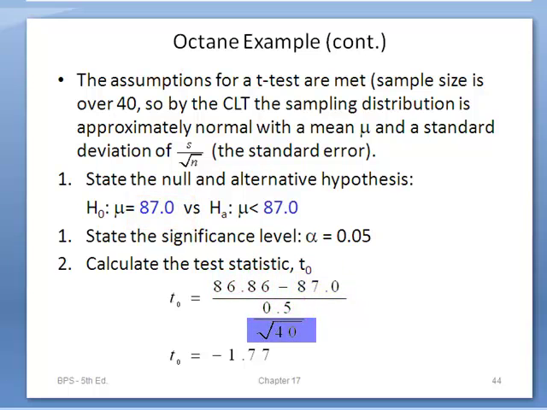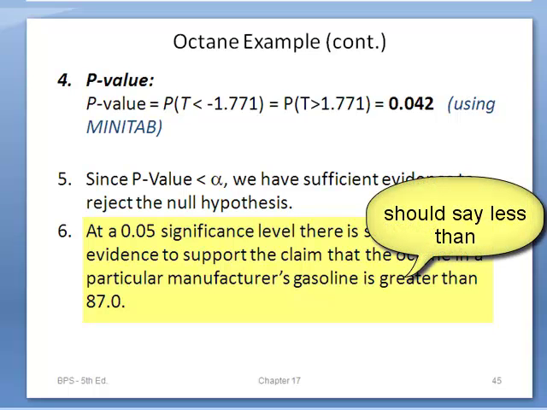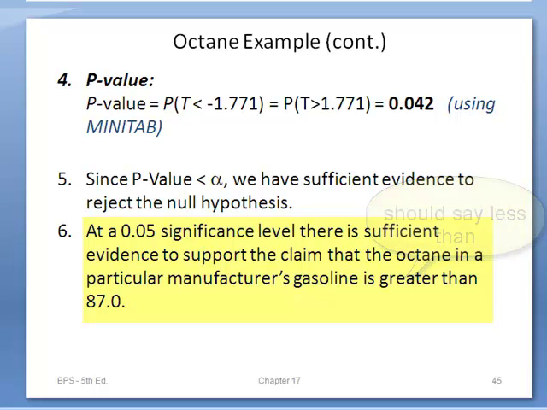Well, we know from our null hypothesis that mu naught is 87, and from the actual problem we found the sample mean and sample standard deviation. The sample mean was 86.86 in the sample of 40, and the sample standard deviation was 0.5. So our test statistic ends up being negative 1.77. By using Minitab, we can find that the p-value is 0.042. Since our p-value is less than alpha, we have sufficient evidence to reject the null hypothesis. So our conclusion would be, at a 0.05 significance level, there's sufficient evidence to support the claim that the octane in the particular manufacturer's gasoline is less than 87.0.